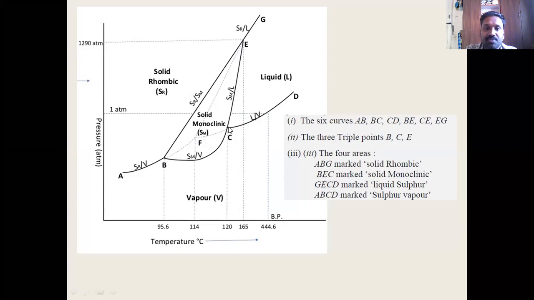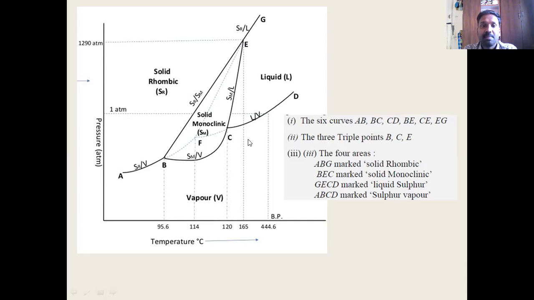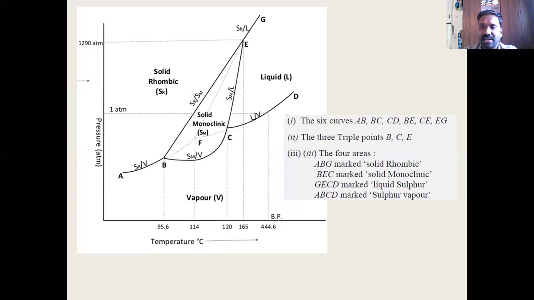What is BC? Now let us explain curve wise. What is AB? Sublimation curve of rhombic sulfur. What is BC? BC is the sublimation curve of monoclinic sulfur. See here, along BC, the monoclinic sulfur sublimes into vapor. I hope you understand the term sublimation. That is the direct conversion of solid into vapor without going through the liquid phase.